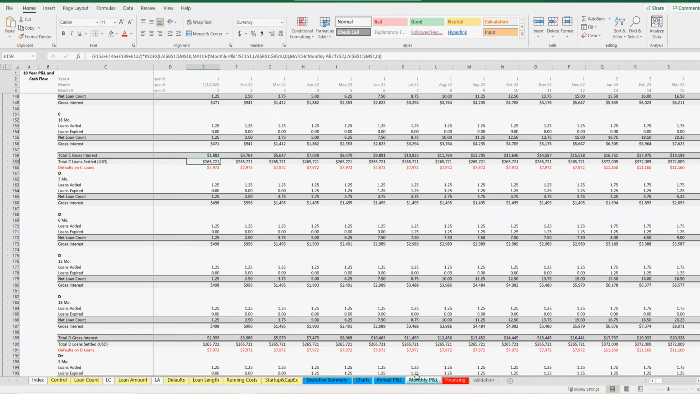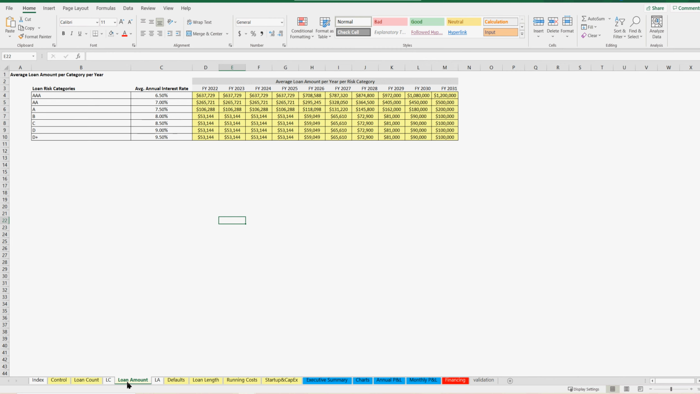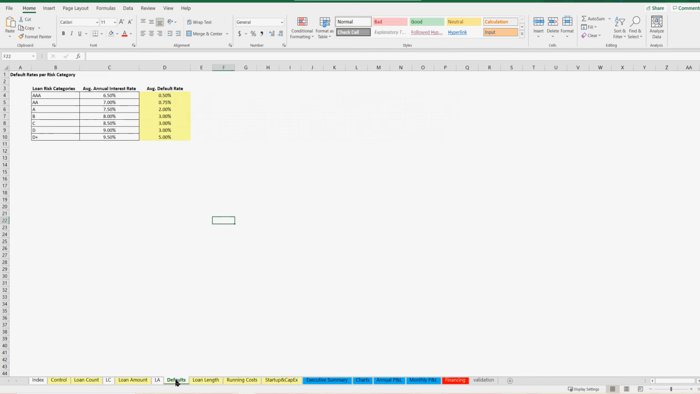So in the model, we don't need to know how much capital was lent out and how much is paid back. We just need to know the net loan balance over time, which we can get based on the net loan count and the interest rate defined in all these assumption tabs.